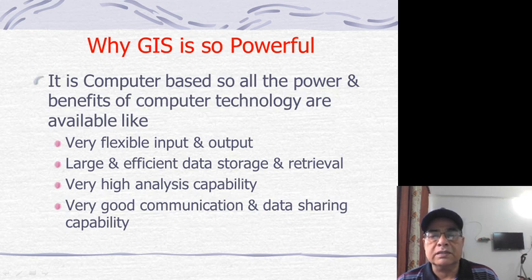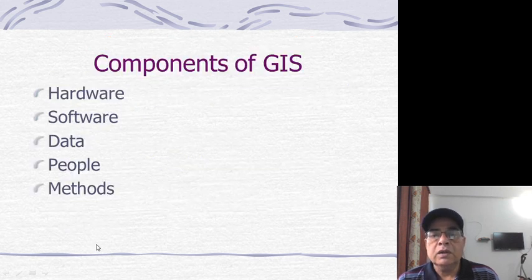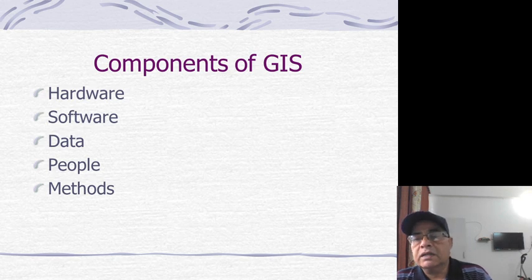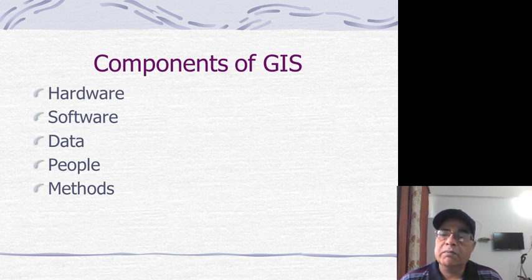So that way we will use the GIS. When we are talking about the GIS, we say that GIS has a number of components, and to begin with, GIS has 5 major components. The first one is the hardware, second is the software, third is the data, fourth is the people, and fifth is the methods. So these are the 5 major components which GIS has.